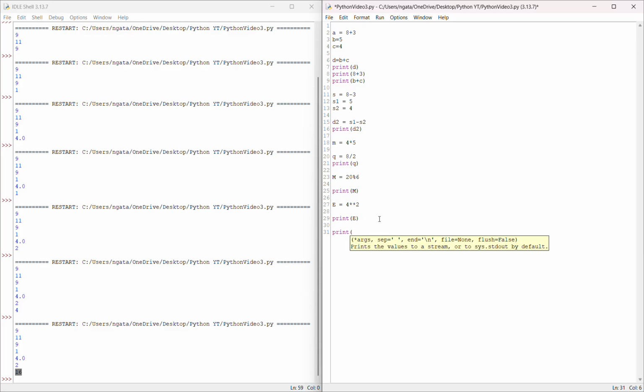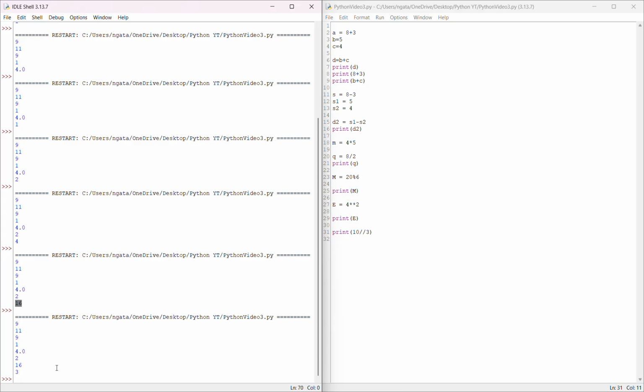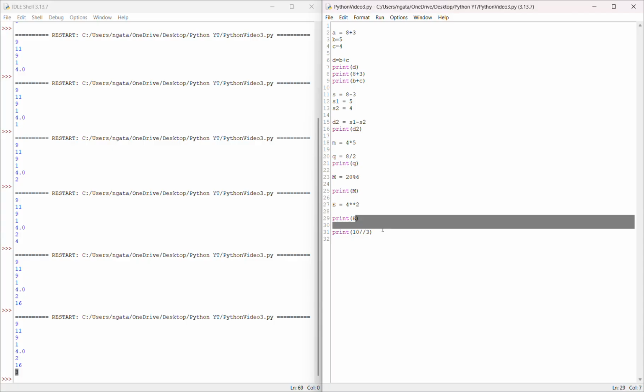So I can just do this to show you guys. So you got 10 divided by 3, which is 3. And then normally, obviously, if it's just normal division, you get the whole float that I don't feel like showing right now. But yeah, so that's math operators.